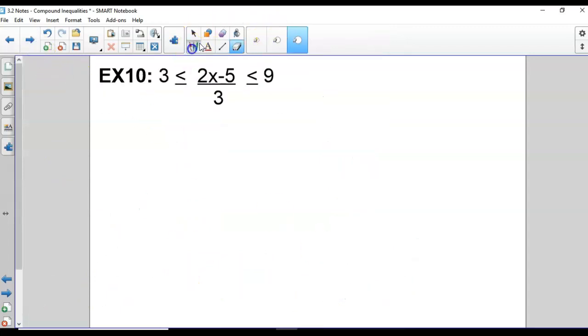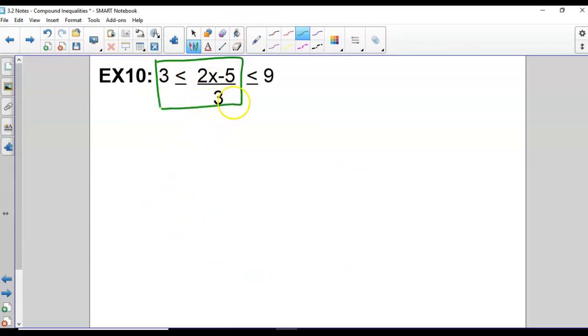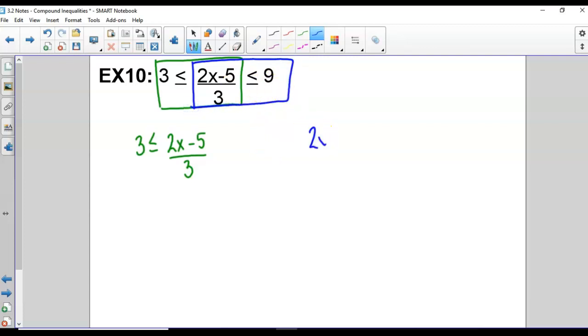Okay, for this one, we're going to do the same thing that we just did. So we are going to break this up into two inequalities. We'll have 3 is less than or equal to (2x minus 5) divided by 3. We'll also have the other inequality where we have (2x minus 5) divided by 3 is less than or equal to 9. I'll put an "and" in between these. So we will solve each one of these.